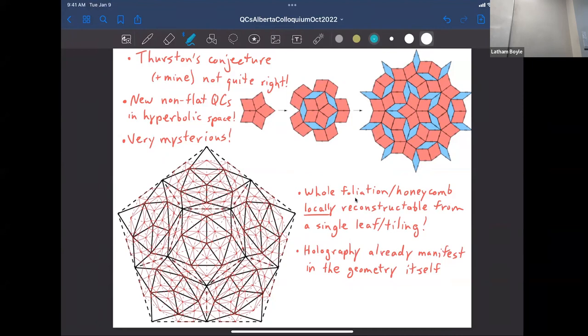Right, so to get this, do you have to cut the 3D hyperbolic space along, I don't know what it's called in 2D, but like a flat surface?